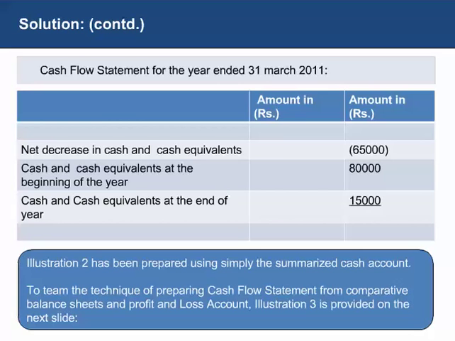This is how, friends, we are required to prepare a cash flow statement, by putting in the items and classifying them correctly into operating, investing, and financing activities. And the net increase or decrease in cash equivalents, after adjusting for the opening balance of cash and cash equivalents, should match our cash and cash equivalents at the end of the year. So friends, if you really see, illustration 2 was prepared using simply the summarized cash account.